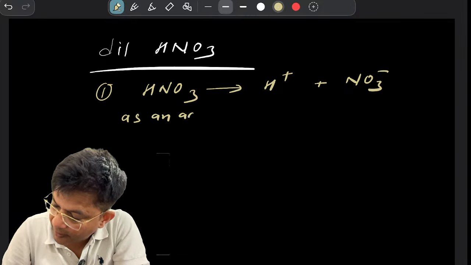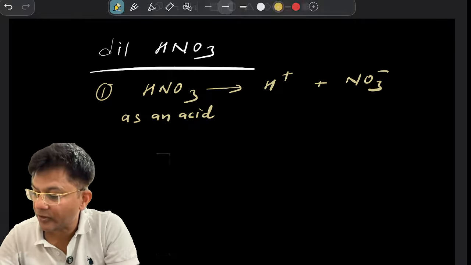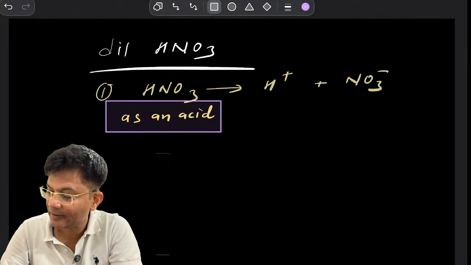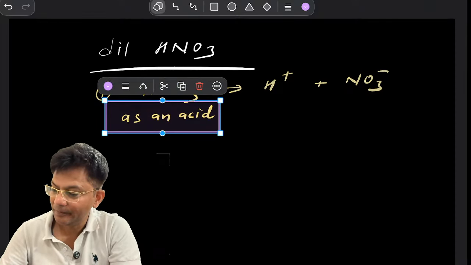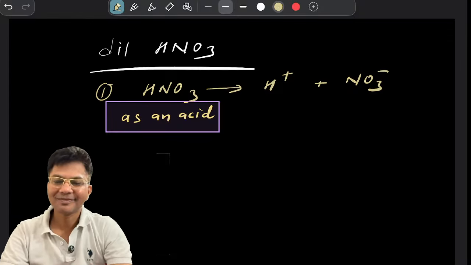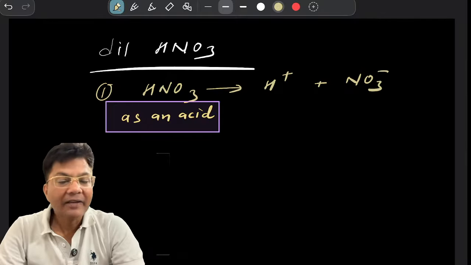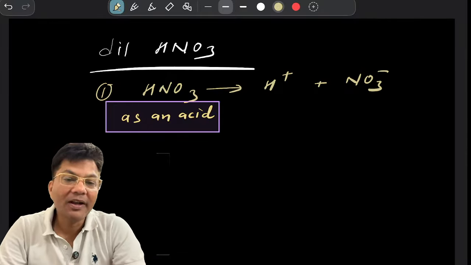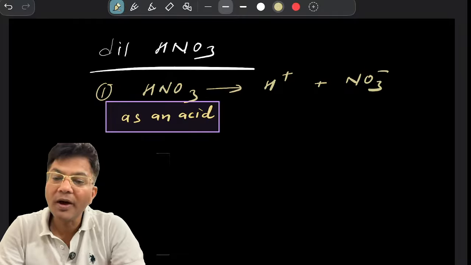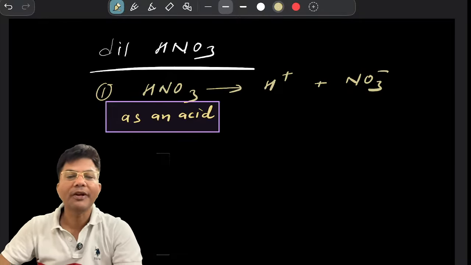Now, those who said it will behave as an acid must be so happy that their answer is right. But the next moment, an acid can behave as an acid only when somebody is going to accept its proton. If there is no one to accept the proton, then to whom is it going to donate the proton?